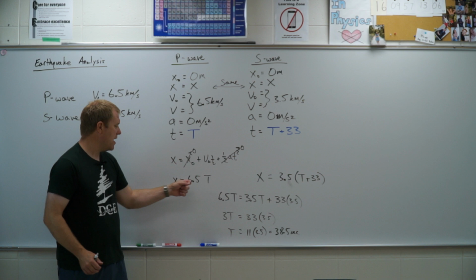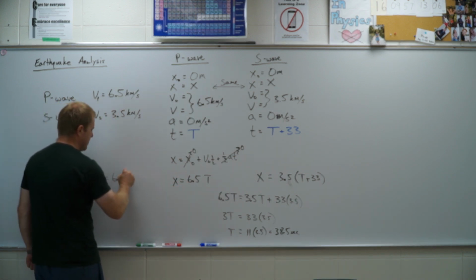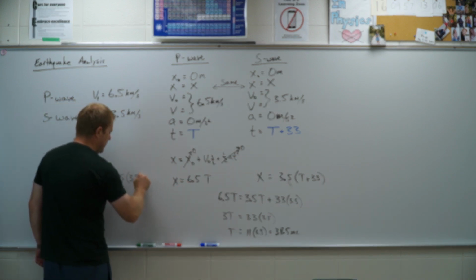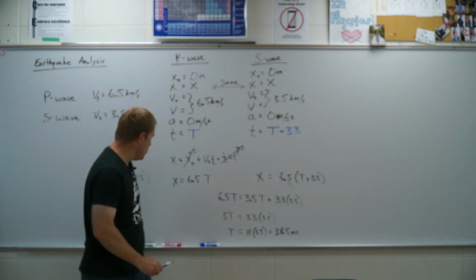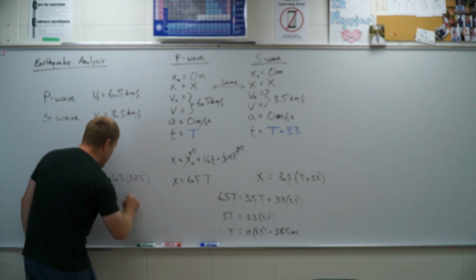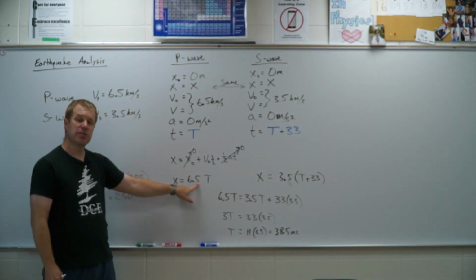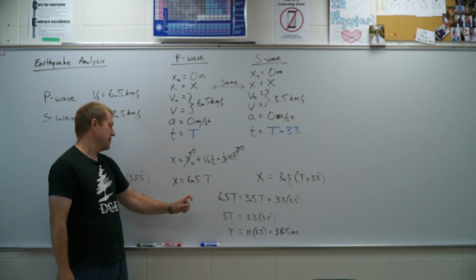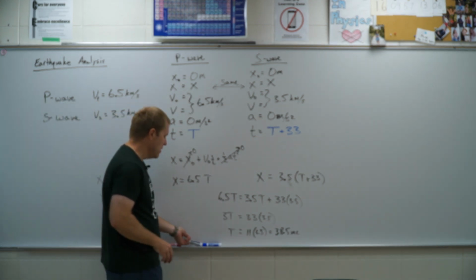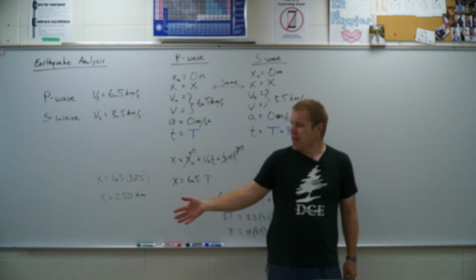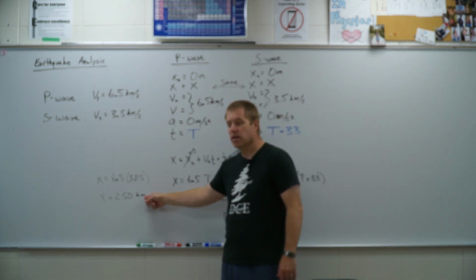So now that I know my time, I can plug that back in here, and I can figure out that distance. So 6.5 times 38.5 seconds gives me a total distance of 250 kilometers. Now, it's kilometers because this is kilometers per second. Kilometers per second times seconds gives me kilometers. So 250 kilometers away.